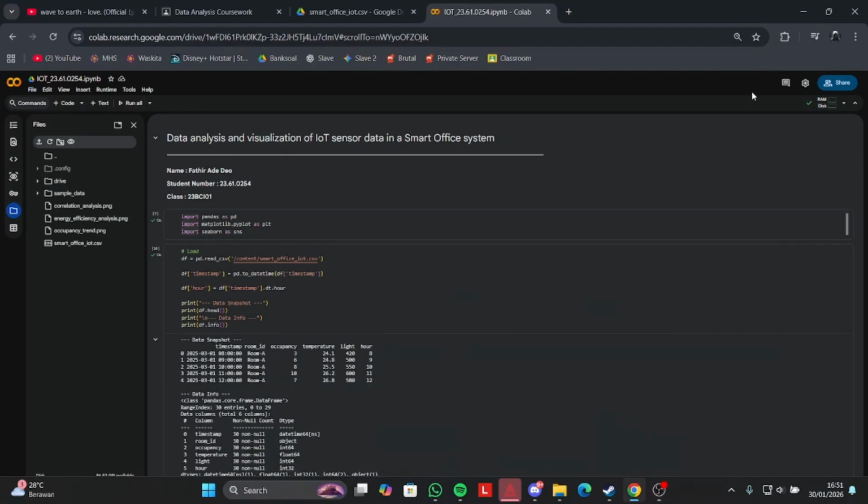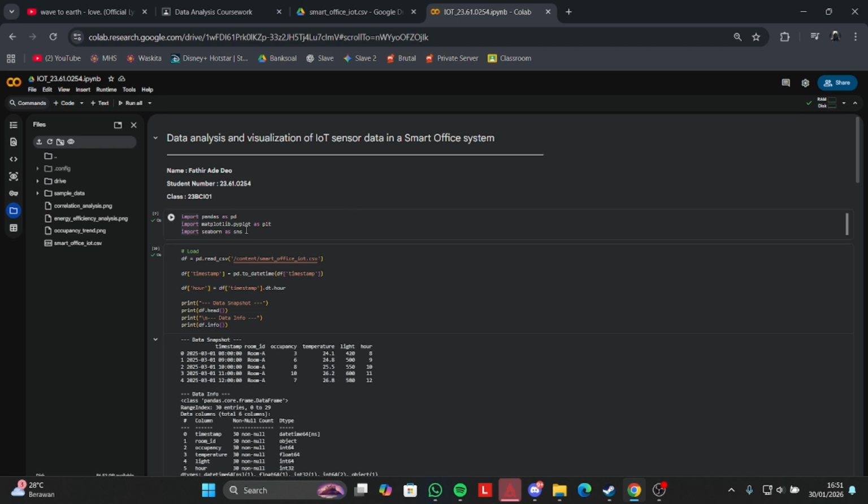Okay, hello everyone. Today I'm going to present the data analysis and visualization of IoT sensor data in a smart office system. First of all, my name is Fathir Ade Deo, my student number is 23601054, and my class is 23BCI01. Okay, let's get into the code.